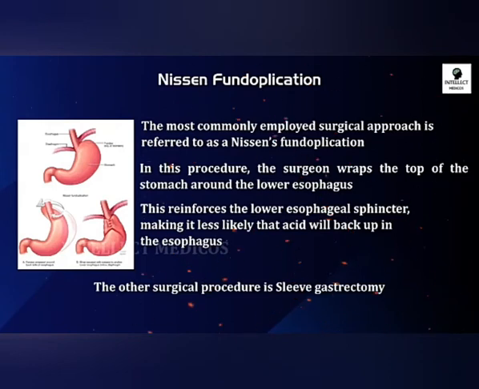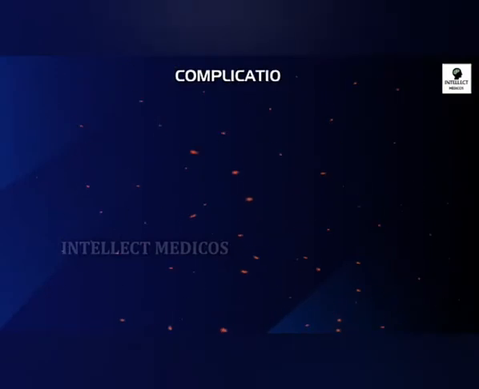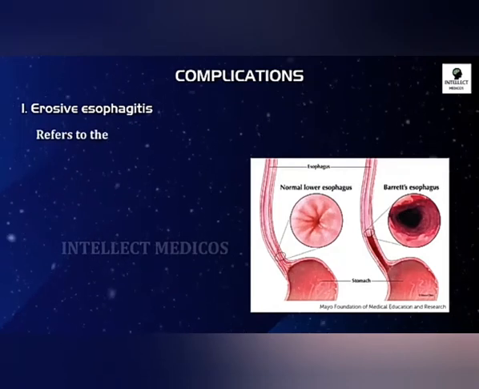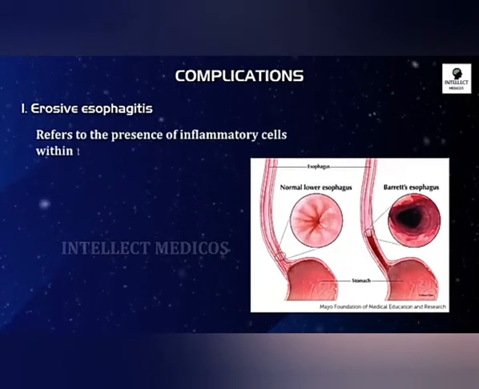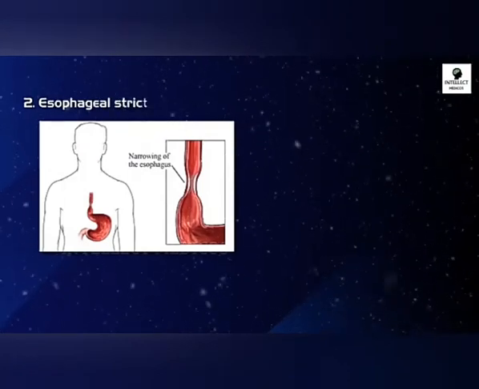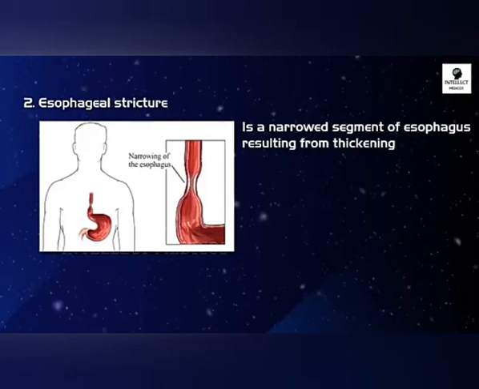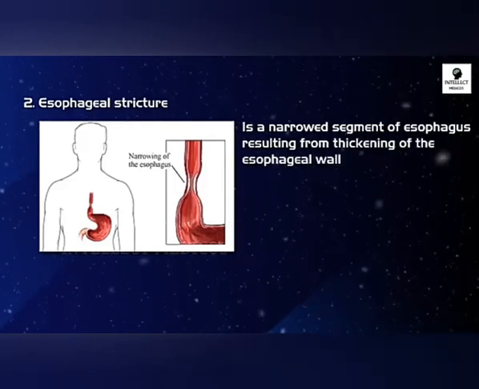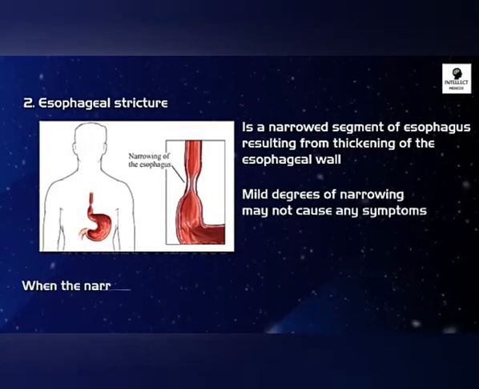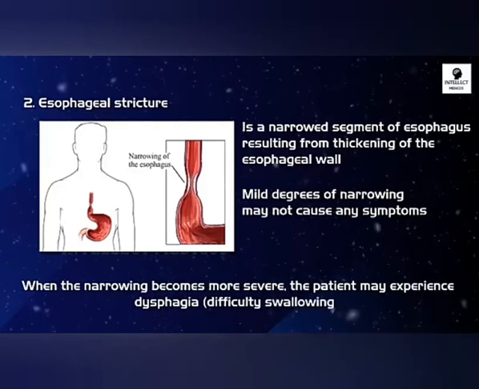Now coming on to the last topic of this video, complications of GERD. First is erosive esophagitis. It refers to the presence of inflammatory cells within the esophageal mucosa. Second is esophageal stricture. It is a narrowed segment of the esophagus resulting from thickening of the esophageal wall. Mild degrees of narrowing may not cause any symptoms. When the narrowing becomes more severe, the patient may experience dysphagia, that is difficulty swallowing.